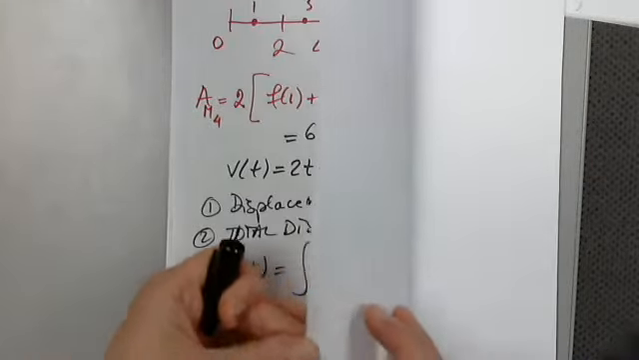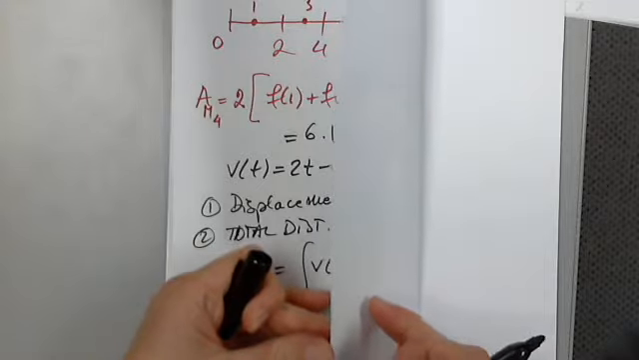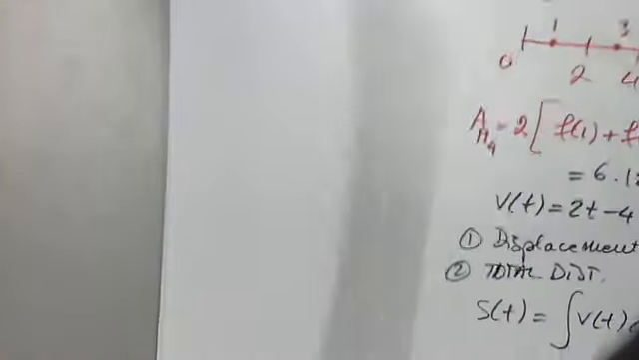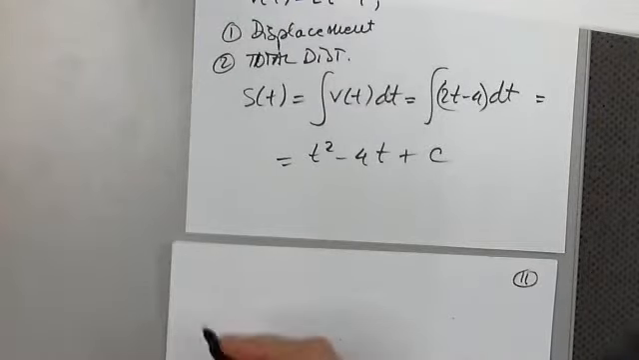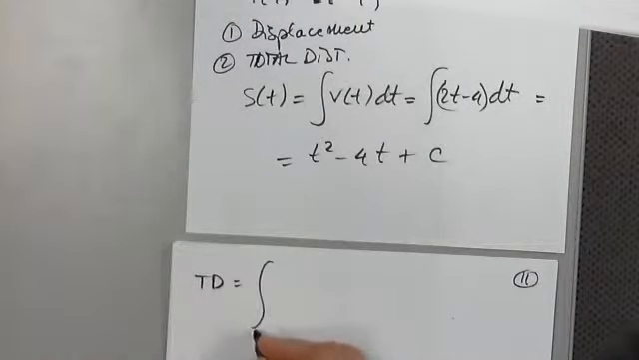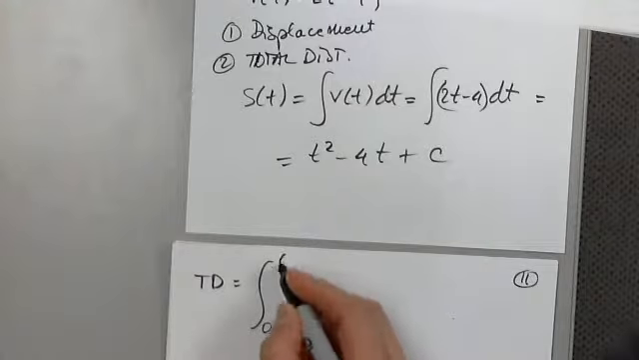But now the total distance, what did we say? What was the total distance? What is the formula for the total distance? Total distance equals the integral from 0 to 6.